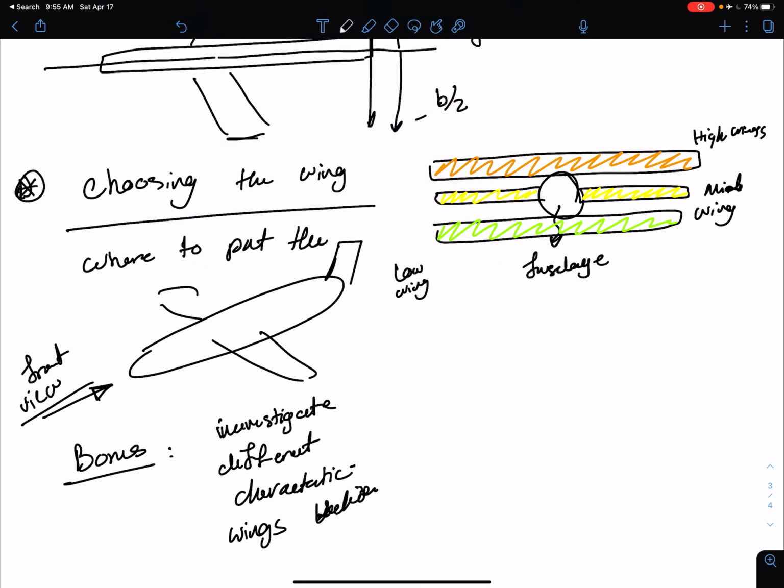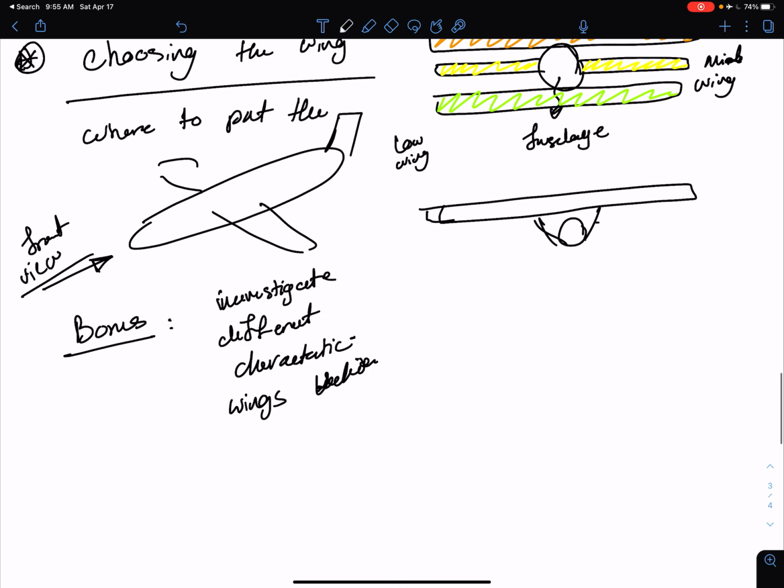And there is another type of wing which is called the parasol. The wings are detached from your fuselage. They're connected to your fuselage through struts and placed above the fuselage. This is called the parasol.